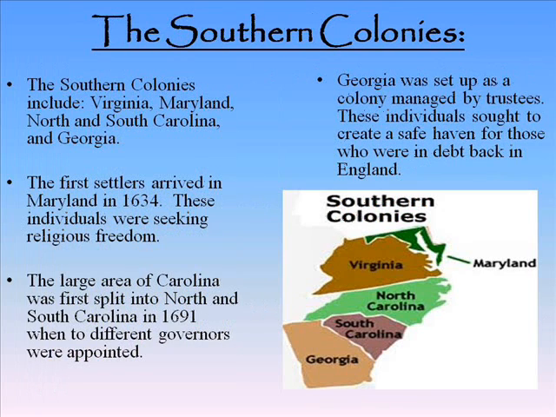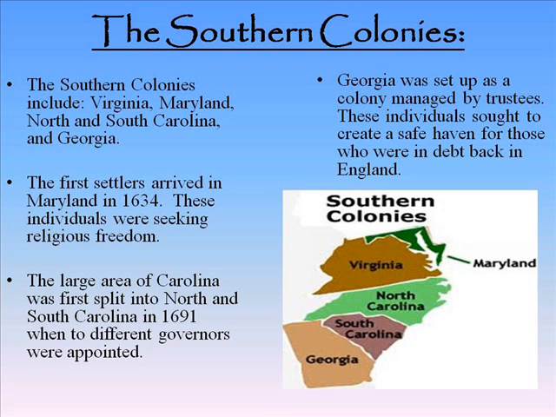Now we're going to move into the southern colonies. The southern colonies include Virginia, Maryland, North and South Carolina, and Georgia. Now, the first settlers arrived in Maryland in 1634, and these individuals were seeking religious freedom. Again, we see that religious freedom is a really common theme of why people come to the New World.